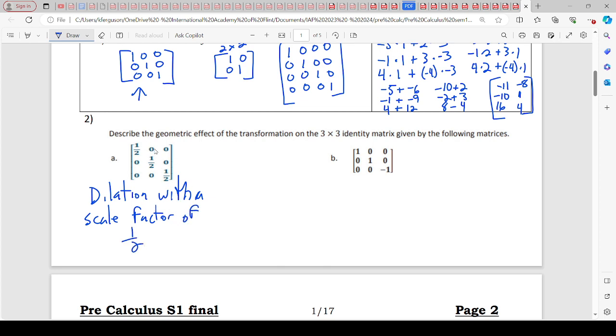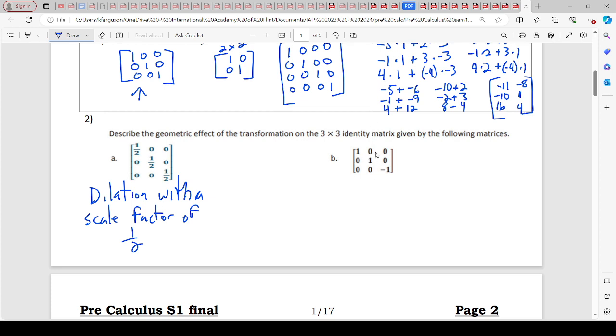All of the stuff in my matrix gets multiplied by 1/2, is what that means. Okay. Yeah, that's the answer. They want to know the geometric effect. It's a dilation with a scale factor of 1/2. A dilation is either a stretch or a shrink. It's either getting bigger or smaller.